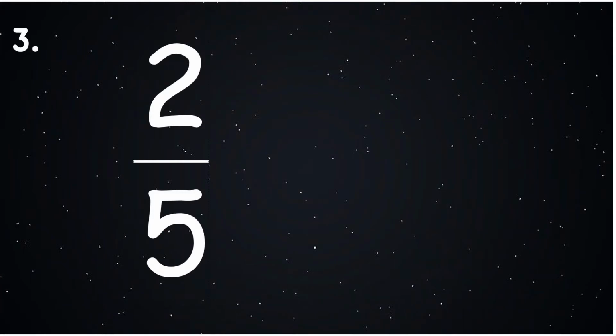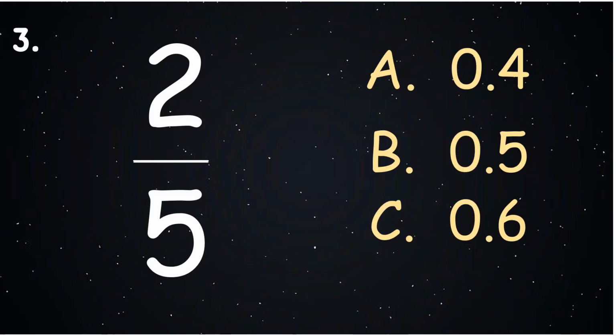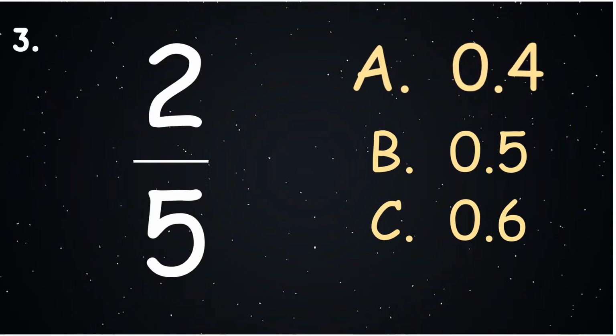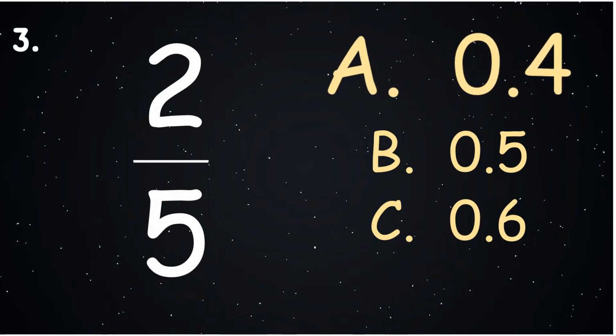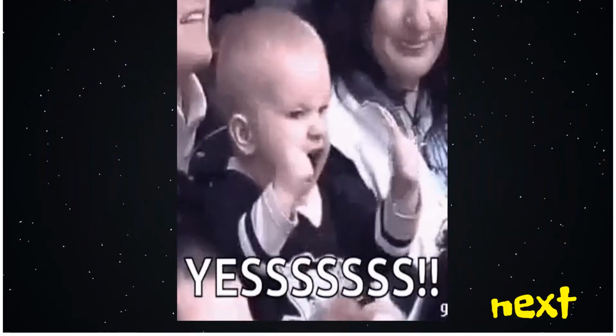2 over 5. What is the decimal form of 2 over 5? Is it A, 0.4, B, 0.5, or C, 0.6? If your answer is 0.4, very good, that is correct.